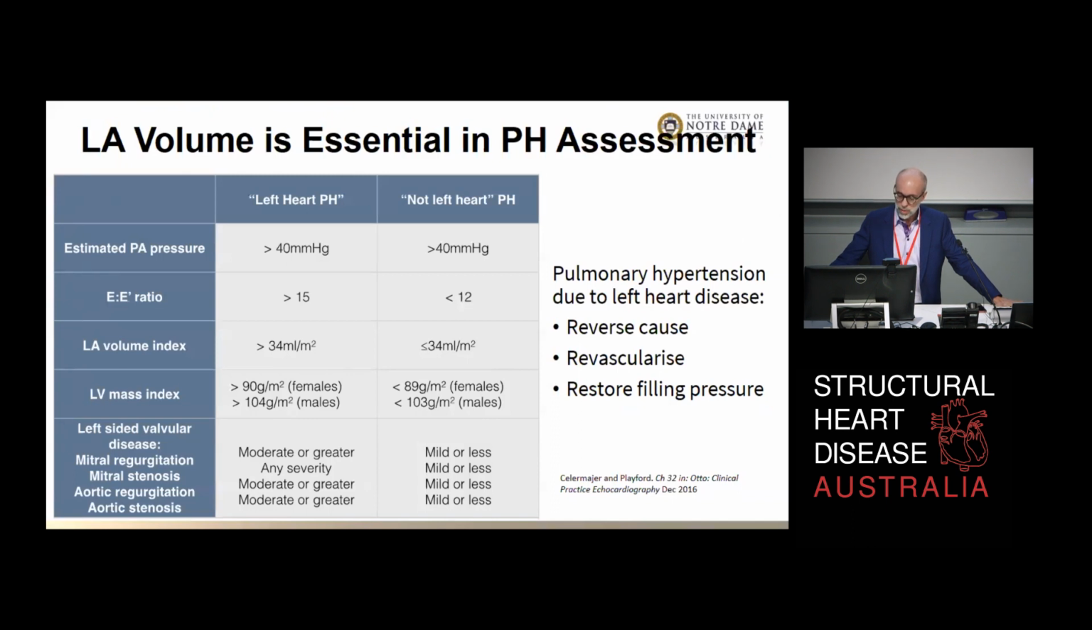This is a snapshot from the Catherine Otto book chapter that we wrote on distinguishing causes of pulmonary hypertension. You can see here that there's left heart versus not left heart, so all the other causes of pulmonary hypertension. You've got pulmonary hypertension in both of these, but there are specific differences between left heart and non-left heart causes around diastolic function abnormalities, increased left ventricular mass, valvular heart disease. But relevant to today's talk is the left atrial volume index, and 34 mL per metre squared is that cut point.